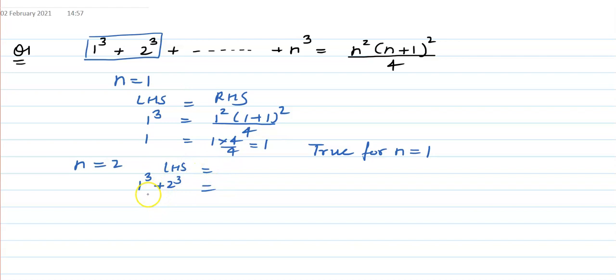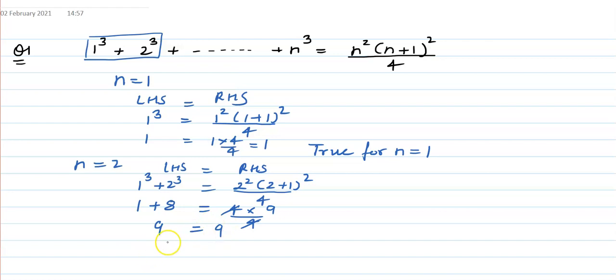Let's solve the left hand side first. 1 cube will be 1. 2 cube, 2 times 2 times 2, will be 8. And we got 9 on the left hand side. If you put n equal to 2 on the right hand side, it will be 2 square times 2 plus 1 whole square over 4. So 2 square is 4, 2 plus 1 is 3, 3 square is 9 over 4. So 4 and 4 cancel out. We got 9 equal to 9. So it is true for n equal to 2. Is that okay?